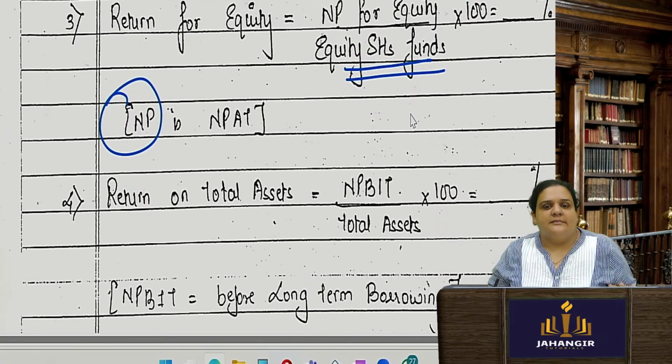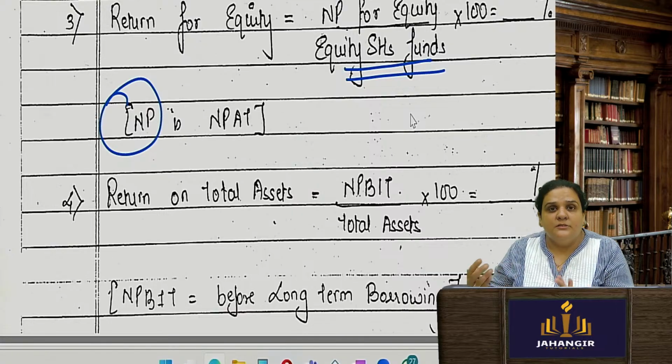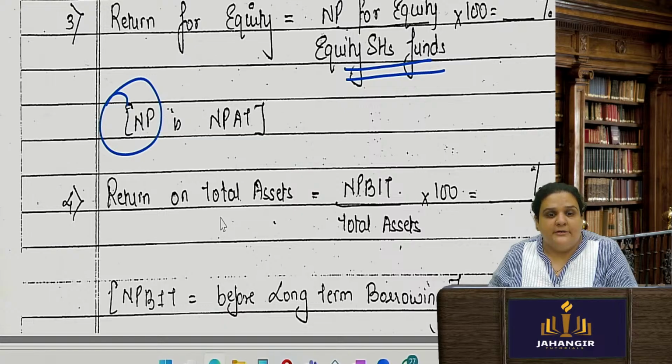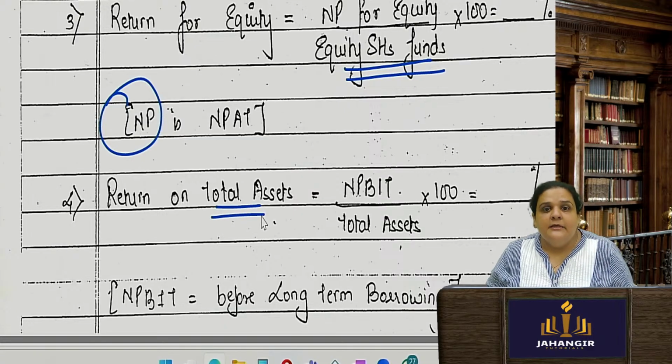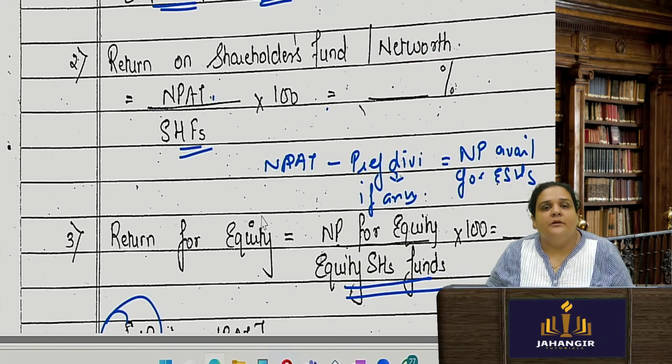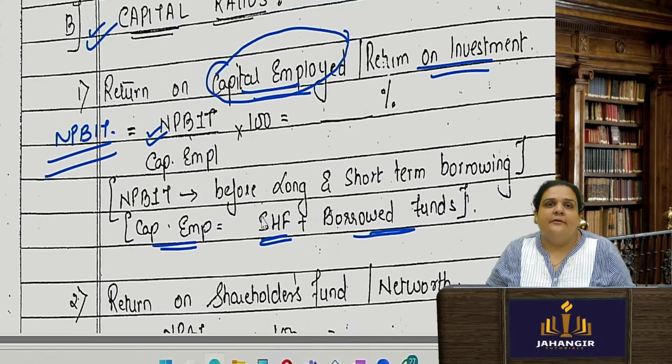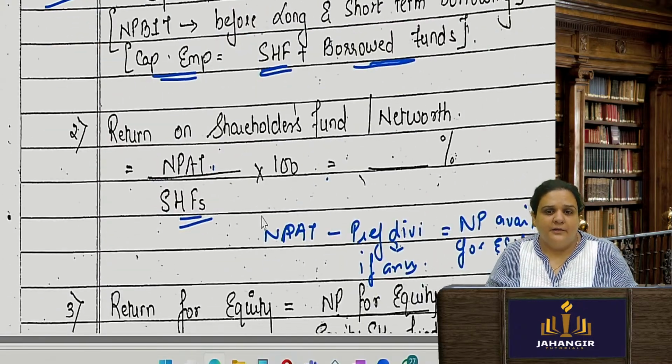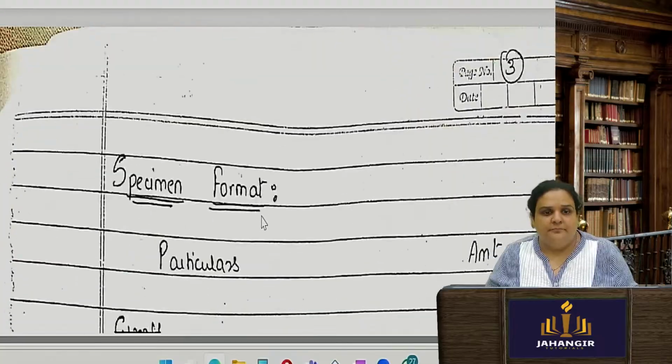Return on total assets, again NPBIT, the entire profit before interest and tax, upon the total assets which you have taken and kept in your organization and are using over a period of time. That is again in the form of percentage. So return on total assets, return on equity, return on shareholders' funds, and return on capital employed: four important capital related ratios, favorites for the institute and their questions.